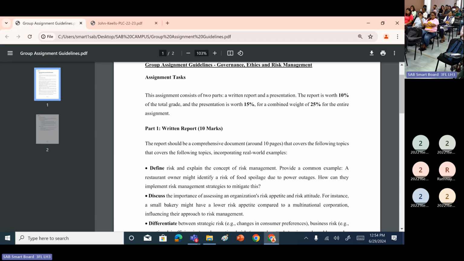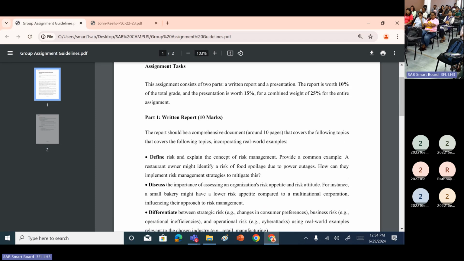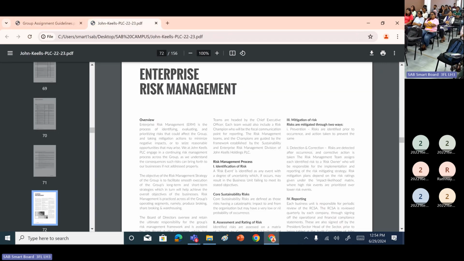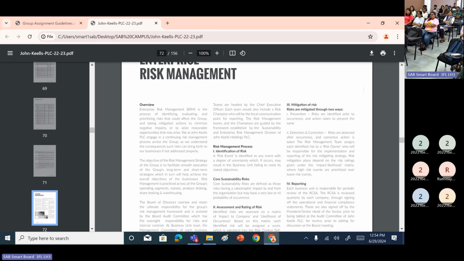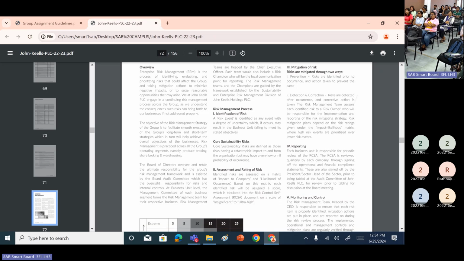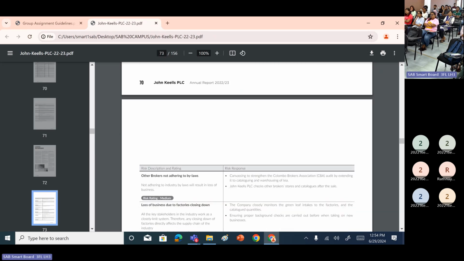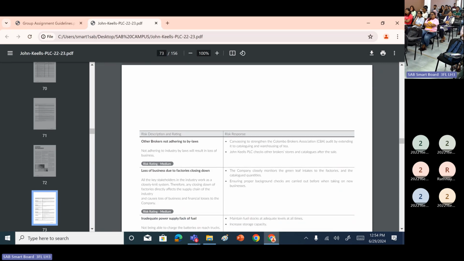Incorporate the real world example. That basically means you need to take the PLC company's annual report. And you need to define the risk. Generally, when it comes to the risk management part, they have mentioned the risks. What are the risks they are having? What is the process they are following? This is the process. This is the score they have given. So with that score, they have categorized their risk.